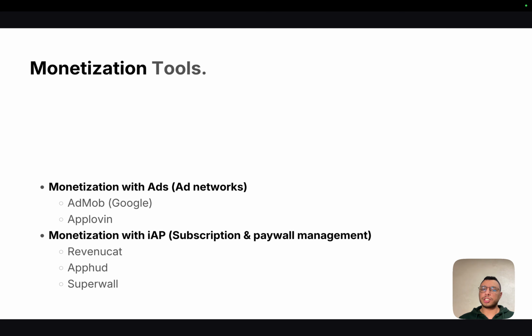So for the tools we can use for monetization, there is AdMob from Google for monetization with in-app advertisements. There is also AppLovin. There are many other ad networks, but the most popular and most used is AdMob by Google. For in-app purchases and for managing subscriptions and paywalls, and making life easy on the monetization part, we can use RevenueCat, Adapty, or Superwall. Mainly I use RevenueCat.